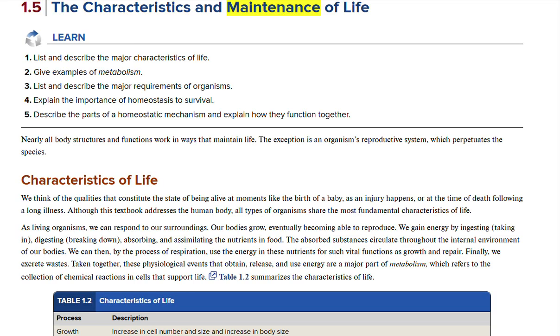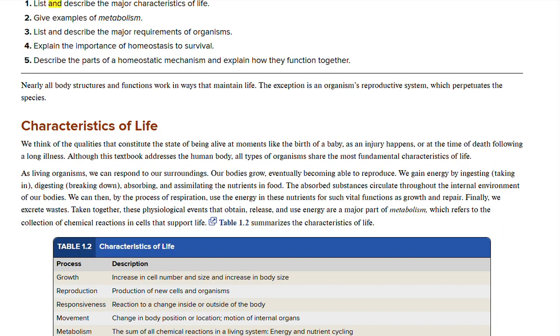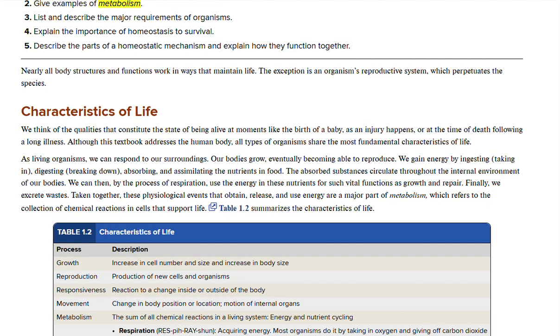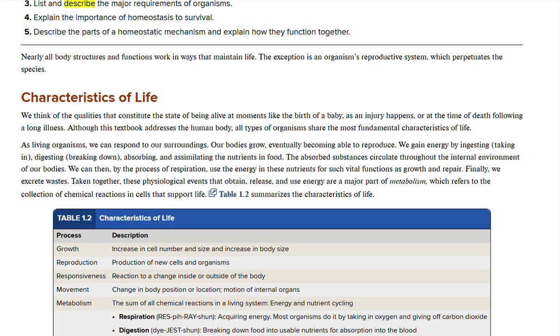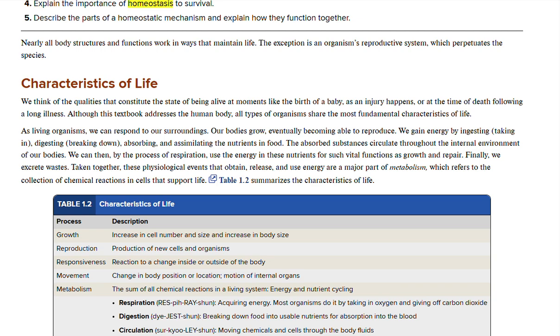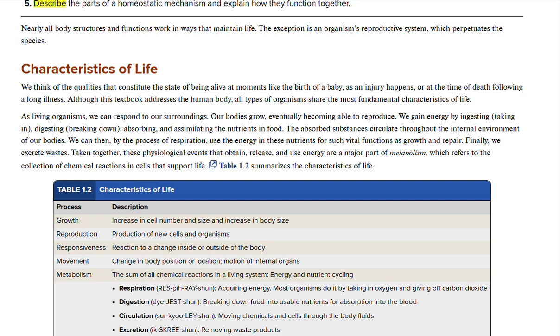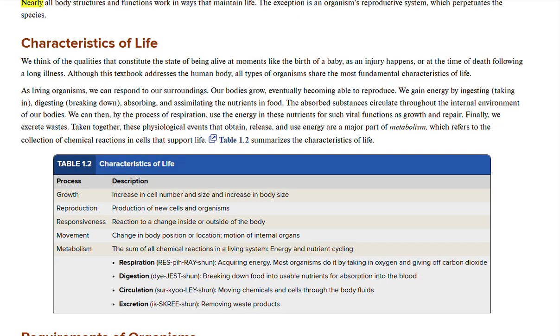1.5 The characteristics and maintenance of life. Learn. List and describe the major characteristics of life. Give examples of metabolism. List and describe the major requirements of organisms. Explain the importance of homeostasis to survival. Describe the parts of a homeostatic mechanism and explain how they function together. Nearly all body structures and functions work in ways that maintain life. The exception is an organism's reproductive system, which perpetuates the species.